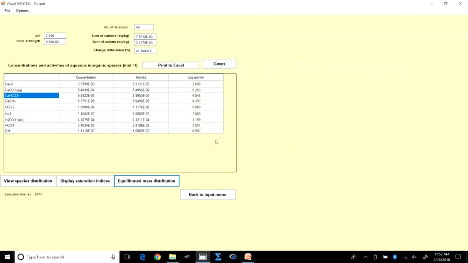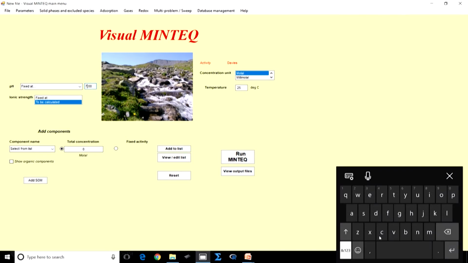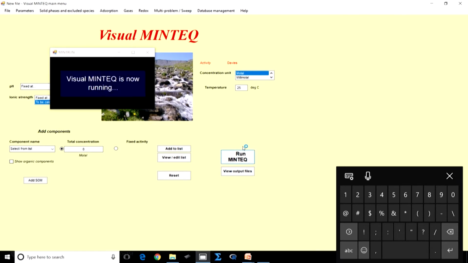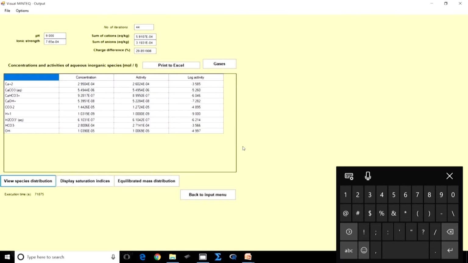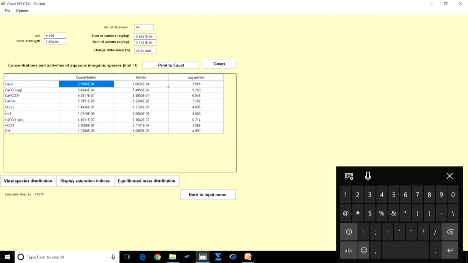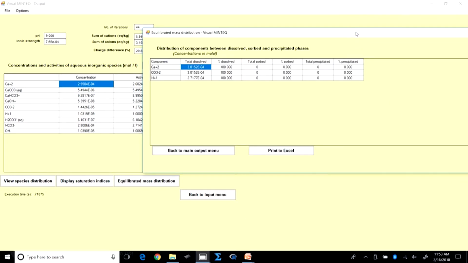So, let us just try to increase the pH and see if that is going to cause any particular change here. Let me go with 9. Okay, and equilibrium mass distribution. So, I think it decreased, it actually decreased. That is what you see here with increase in pH. I guess that is something we should have expected.